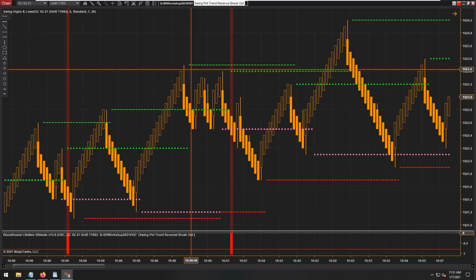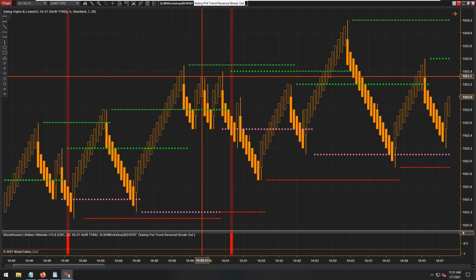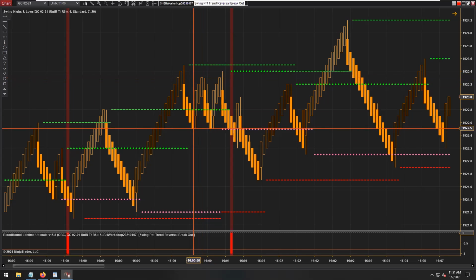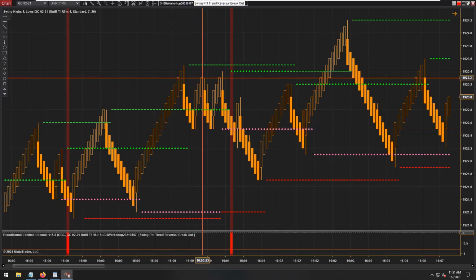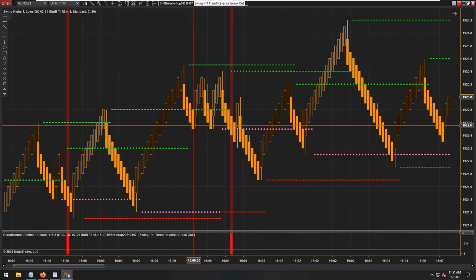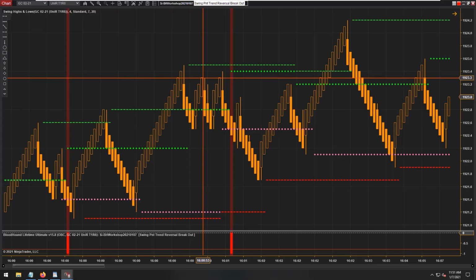So if your indicator is not detecting these, of course this is subjective, but if you are considering these reversal points as being swing points, well, then you need to get your indicator to identify those as swing points if you subjectively consider those swing points, right?